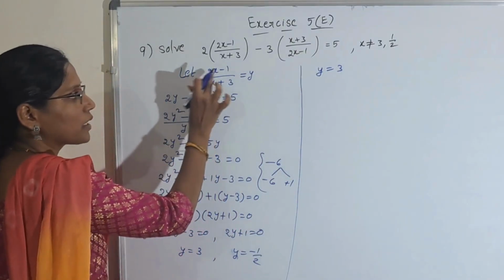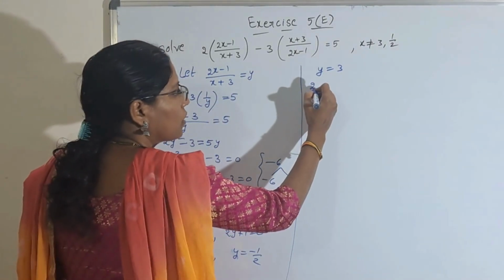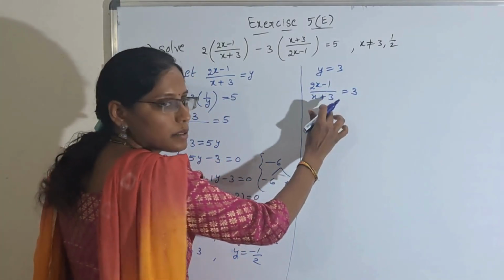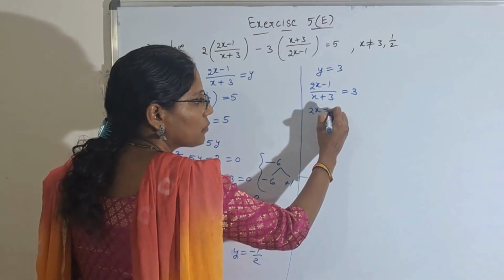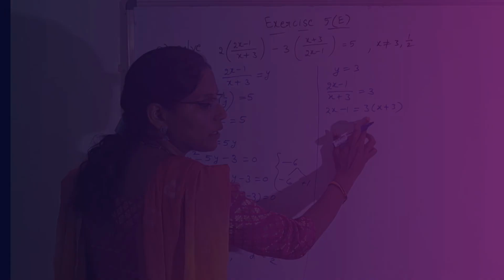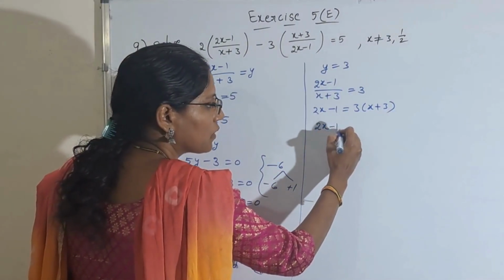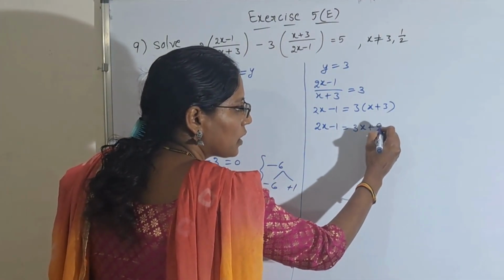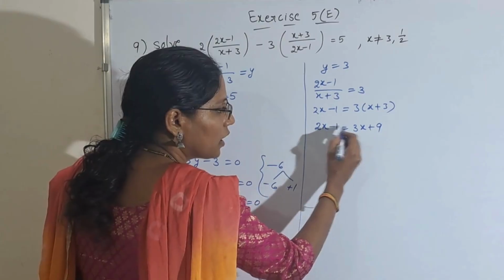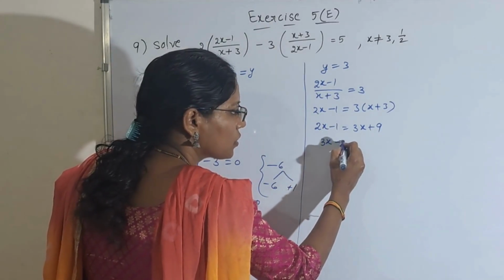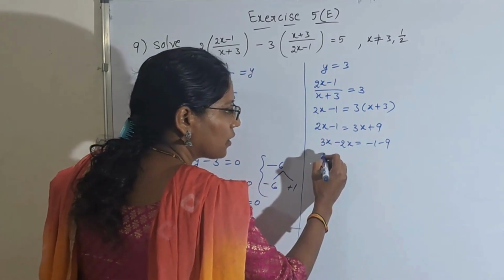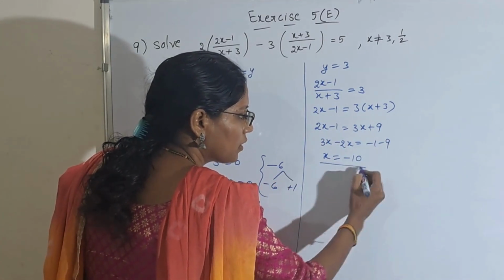Y value 2x minus 1 by x plus 3. 2x minus 1 by x plus 3 equal to 3. Cross multiplication. Here 2x minus 1 is equal to 3 of x plus 3. This bracket multiply with 3. 2x minus 1 equal to 3x plus 9. All x values one side, constant values one side we have to take. Here 3x minus 2x equal to minus 1 minus 9. X is equal to minus 10.